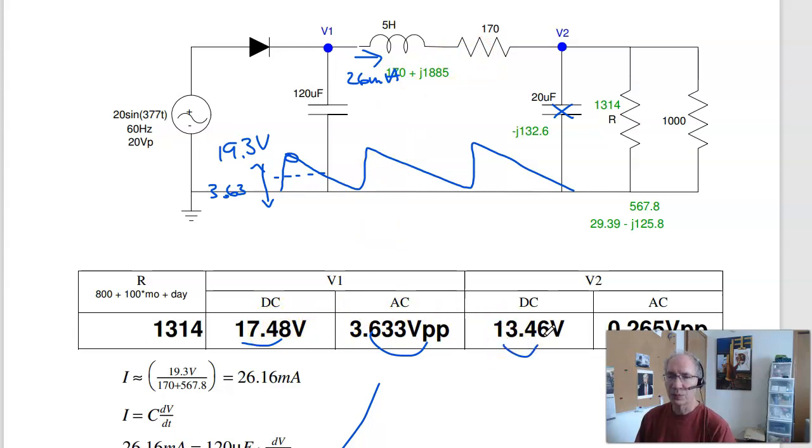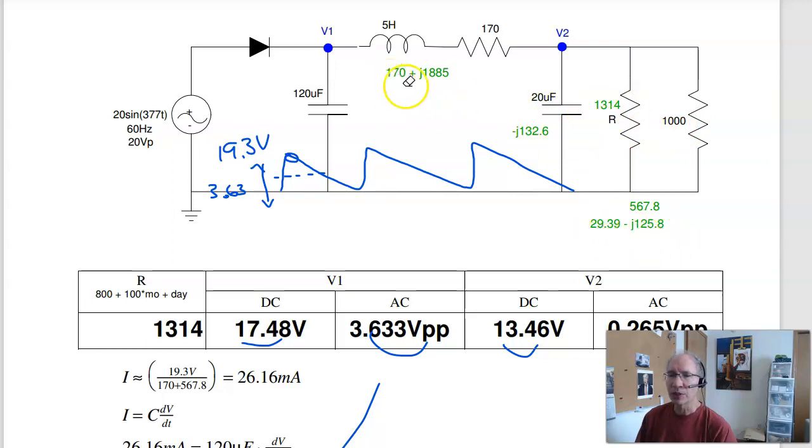For the AC voltage, same thing. I now add the capacitor. The capacitor is minus j132 ohms, that's at 60 Hertz. The inductor is j1885 ohms. Put these all in parallel, which gives you 29 minus j125.